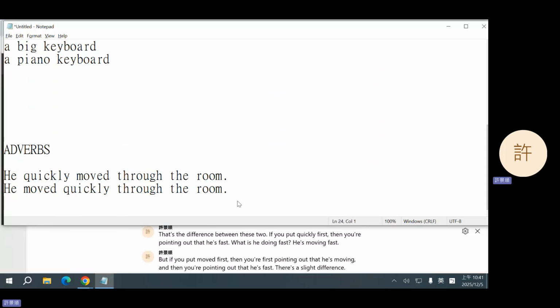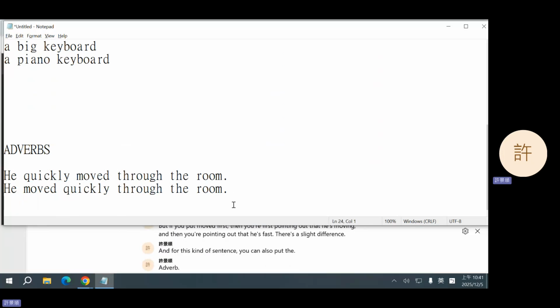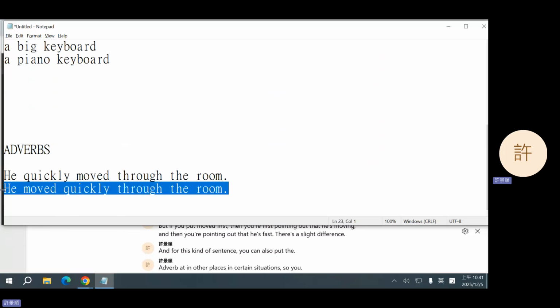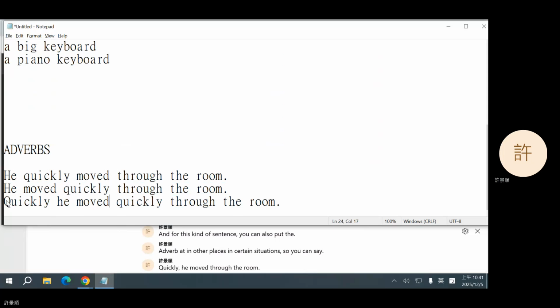And for this kind of sentence, you can also put the adverb in other places in certain situations. So you can say, quickly he moved through the room. This is less common, but it still makes sense.